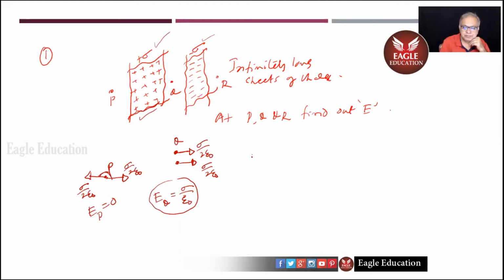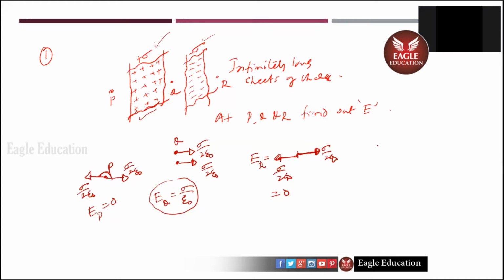At R, E due to plus will be away, due to minus will be towards. So there will be field only in the middle, not this side and that side. So what are your thoughts on it? Understood, sir. Okay.